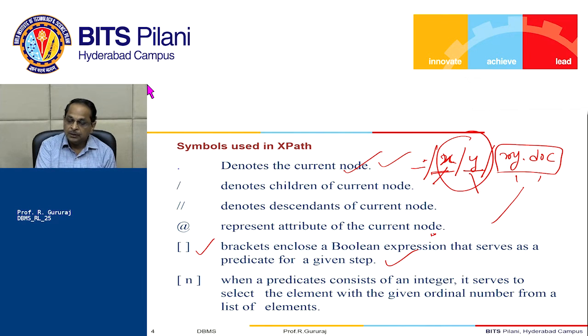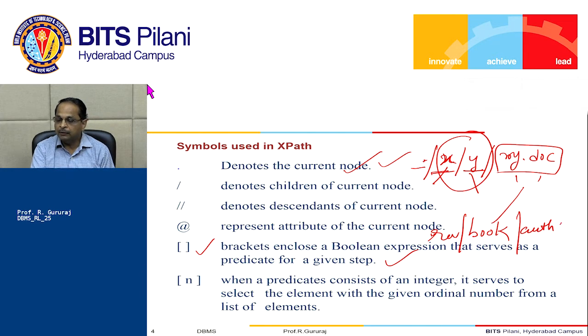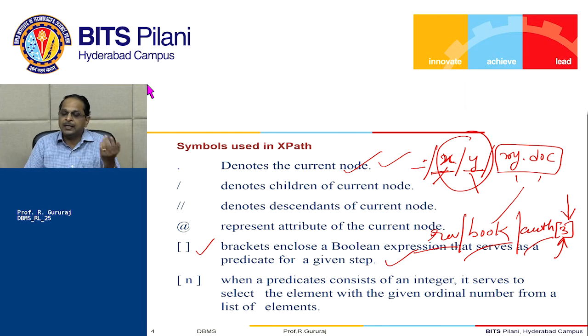So if I say that under the root element, I have a book element, and under this I have author, and if I say 3 here, instead of the Boolean expression, if I put an integer value here, it indicates that under the root element there is a book element. Under the book element there are many author elements. For each book, pick the third author element and display it in the result. So I am talking about the third author element under book, which is under the root element.